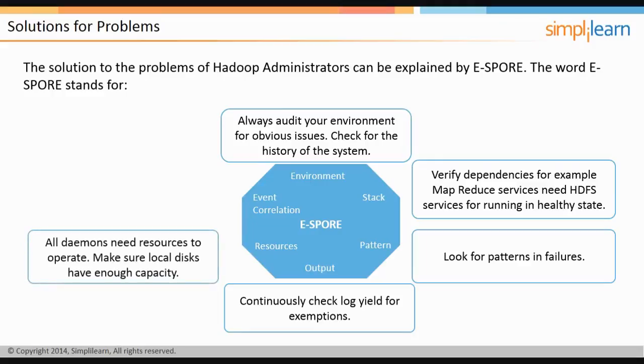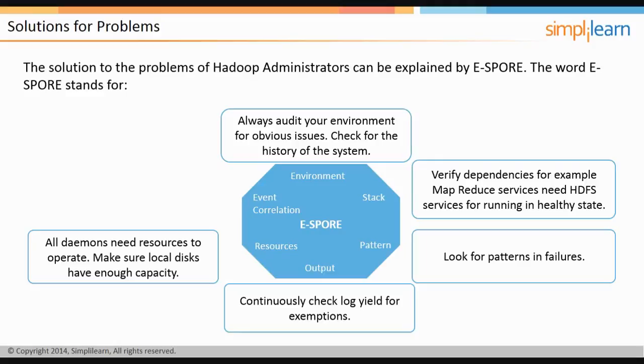Finally comes the resources. All daemons need resources to operate, and as you saw earlier, resource exhaustion is far too common. Make sure local disks have enough capacity, the machine isn't swapping, the network utilization looks normal, and the CPU utilization looks normal given what the machine is currently doing.